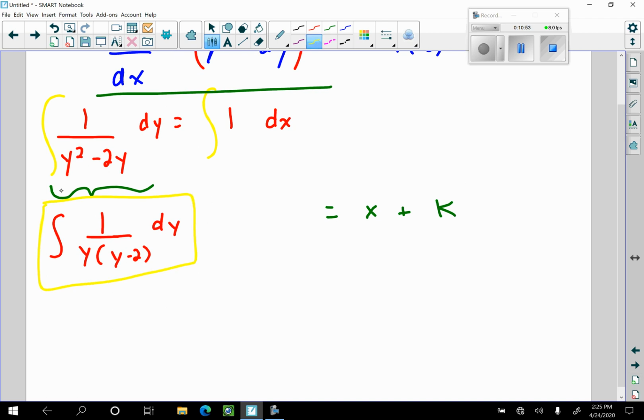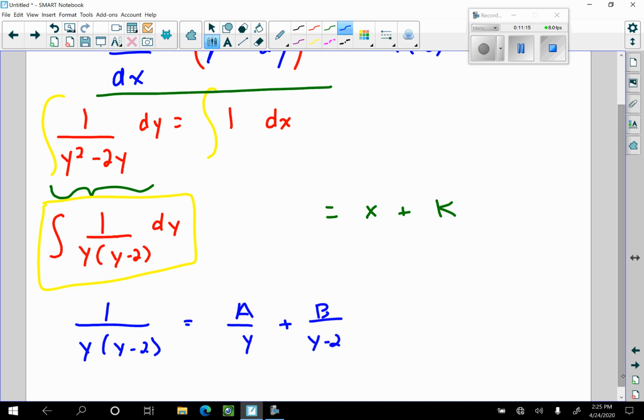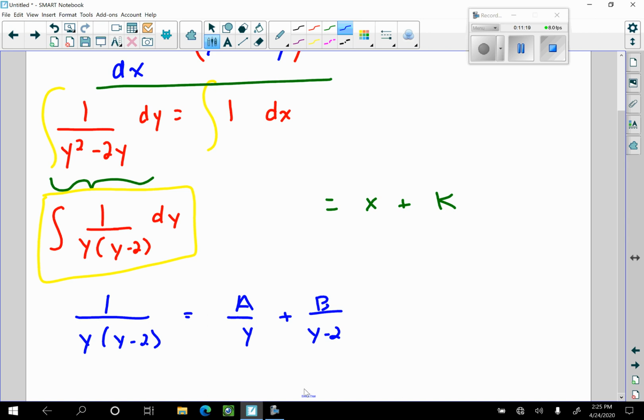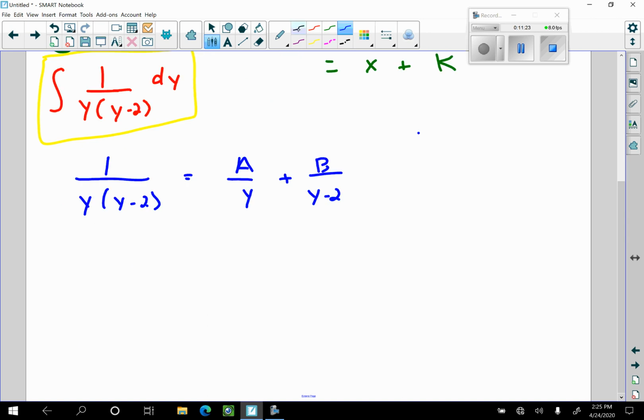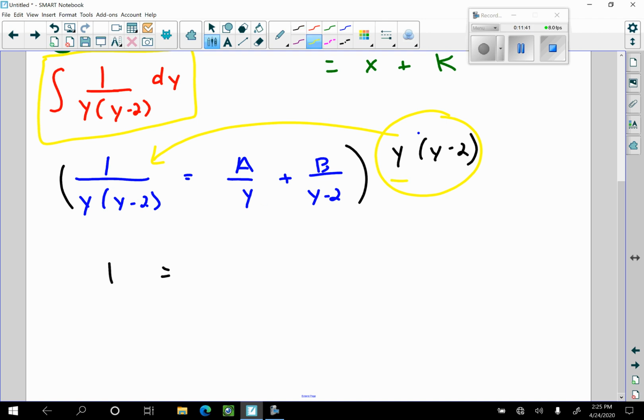I notice I have a product in the denominator, so what I need to do is change this. Now this becomes an algebra problem. That is going to equal some number over y plus some number over y minus 2, and then we're going to use the same strategy that we did before. We're going to multiply both sides by y times y minus 2. What do I have if I take this and multiply it by that? This guy is just going to be a 1. A over y times this, the y's cancel, is going to be a times y minus 2, plus, if I multiply this by b over y minus 2, the y minus 2's cancel, and I have by.